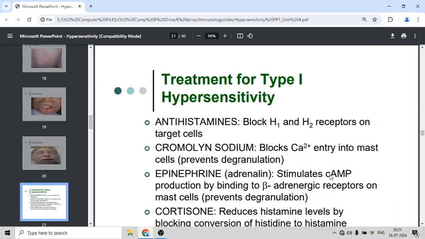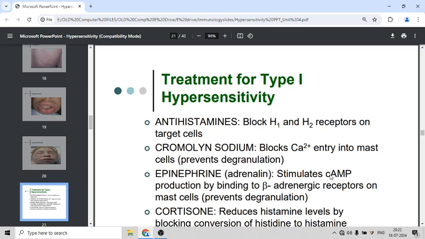As far as the treatment of hypersensitivity, type 1 hypersensitivity is concerned, majorly antihistaminic drugs are administered. The antihistaminic drugs block the H1 and H2 receptors on the target cells and prevent the action of histamine on the target cells, thereby relieving the person from the severity of the reaction. Similarly, another drug called as cromolyn sodium blocks the calcium entry into the mast cells so that they fail to undergo degranulation. If they undergo degranulation, then only they can release the pharmacological mediators. By preventing them from degranulation, one can decrease the severity of the reaction, that is by administering cromolyn sodium.